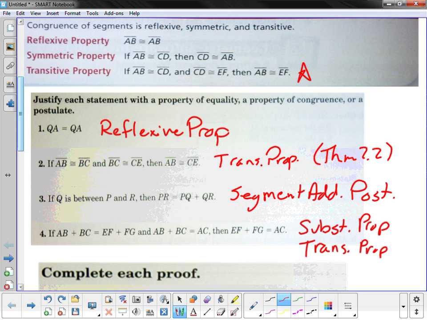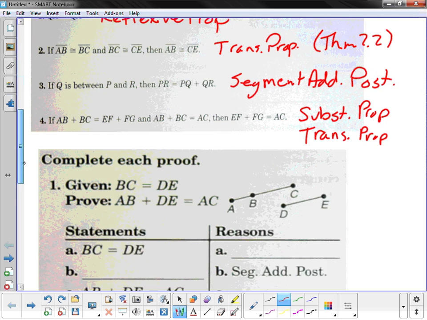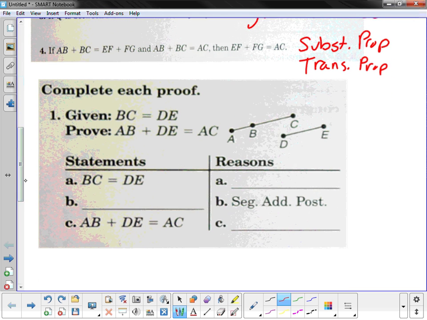Typically speaking, if it's transitive, it can be considered substitution. Okay, next set. Then we actually have to do some proofs. Here we just have to complete the table, so it's a lot like what we were just doing. We just have to figure out what the statement is or what the reason for it is.